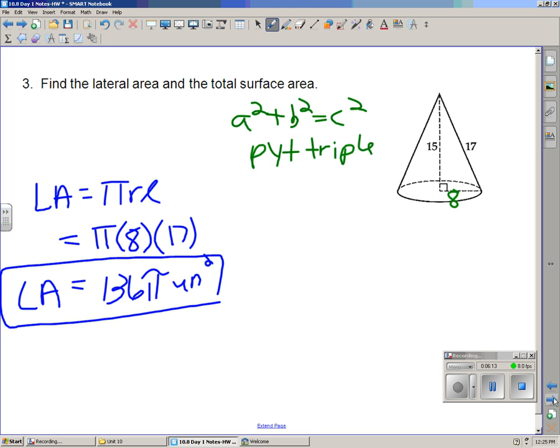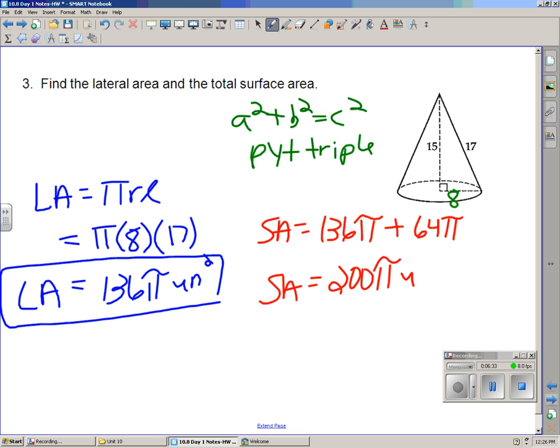And then last but not least, let's try to find the surface area. The surface area becomes the lateral area, 136 pi, plus the area of the base. That's going to be 64 pi. Don't forget, pi r squared, 64, 8 squared. And then you get your surface area with a total of 200 pi units squared.